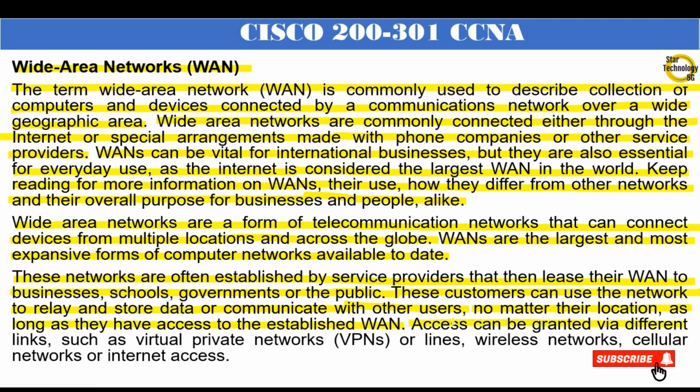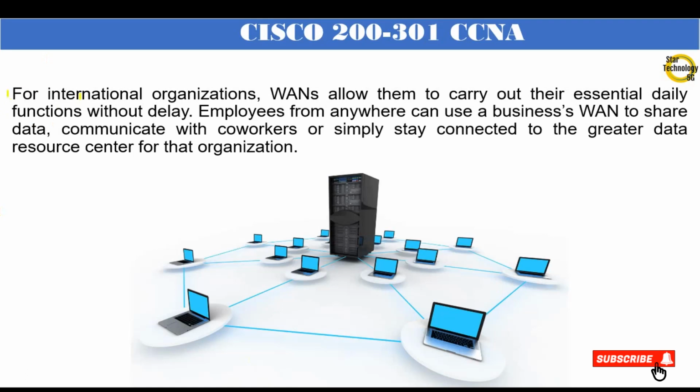Access can be granted via different links, such as virtual private networks, VPNs, or leased lines, wireless networks, cellular networks, or internet access. For international organizations, WANs allow them to carry out their essential daily functions without delay. Employees from anywhere can use a business's WAN to share data, communicate with co-workers, or simply stay connected to the greater data resource center for that organization.